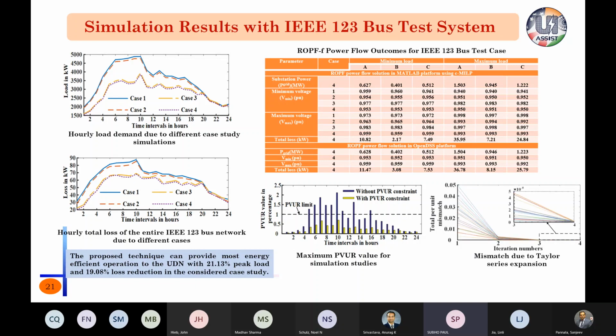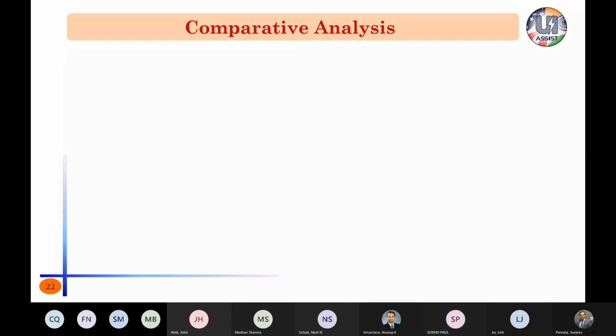And with the iterations, we can see that the Taylor series mismatch, that is the total error value, is reducing with the rolling iterations, and it is nearly zero at iteration 4.